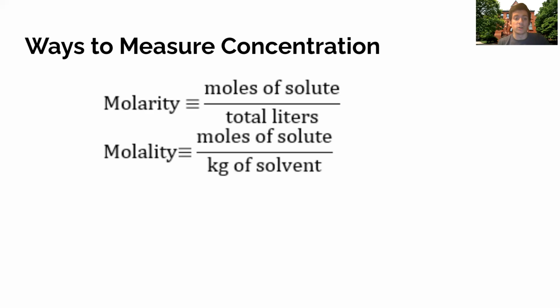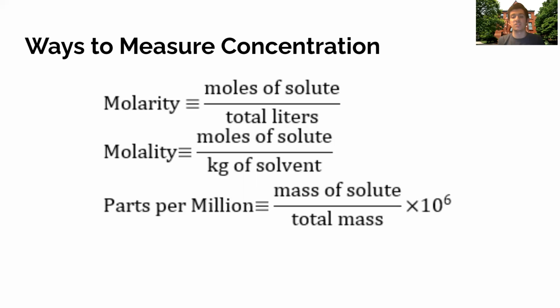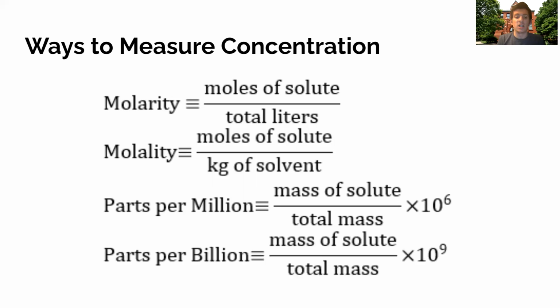Molality is also an important way to measure concentration. That's going to be moles of solute divided by the kilograms of solvent, not kilograms of the whole solution, just kilograms of whatever solvent you're using. Parts per million is defined as the mass of the solute, whatever mass of that solid you're putting in, divided by the total mass of the solution times 10 to the 6th. Parts per billion is the mass of the solute divided by the total mass of the solution times 10 to the 9th. Those are ways to express concentration when you only have just a tiny little bit of solute in there.